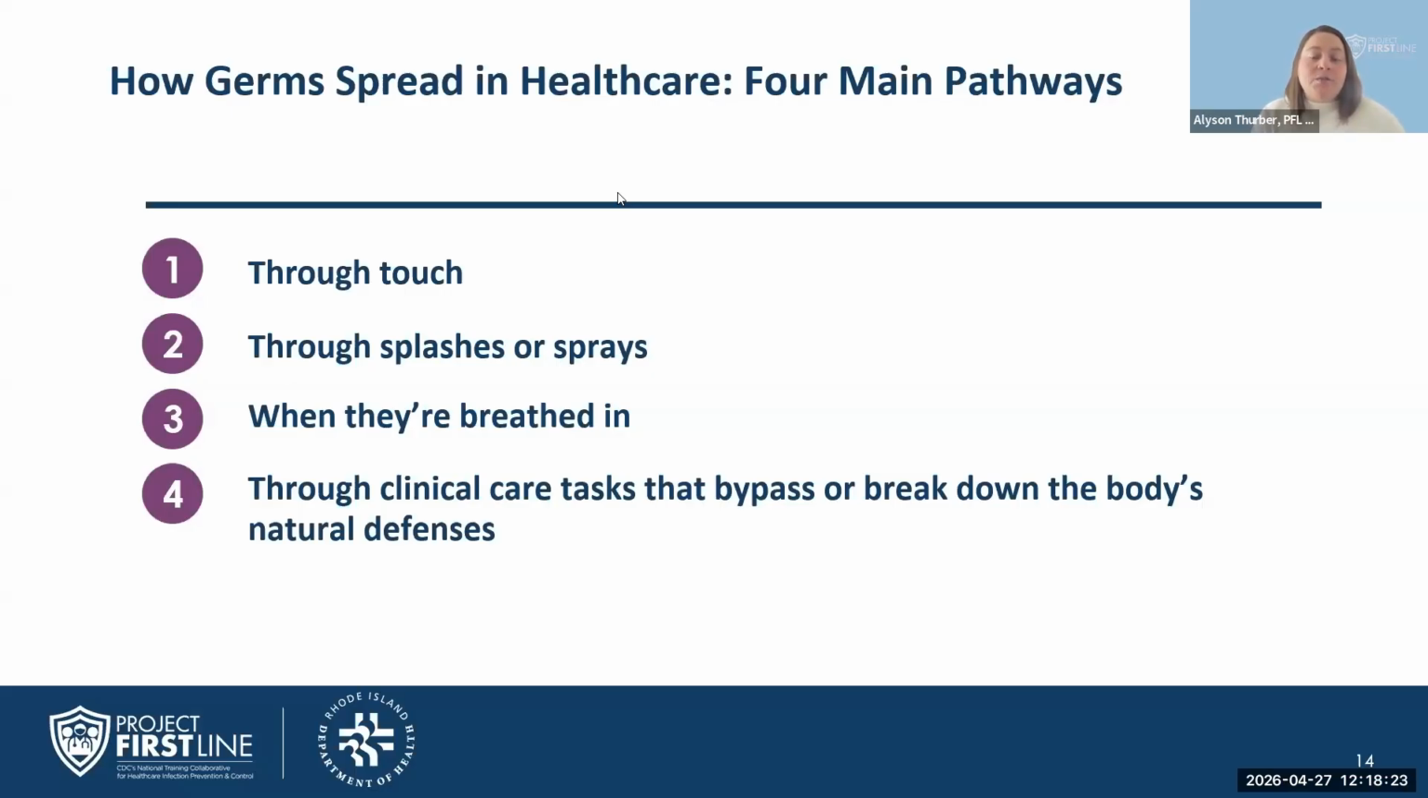The second is through splashes and sprays of blood, body fluids, or water. So germs in those splashes can then enter your eyes, your nose, your mouth, or breaks in the skin and cause infection. The third way is through breathing in small infectious particles. And the fourth way is through clinical care tasks that bypass or break down the body's natural defenses. An example of this could be inserting an IV. This leaves an entry point that's unavoidable if you're putting an IV in for germs. And this creates an opening in the skin, and then germs can get in that area.